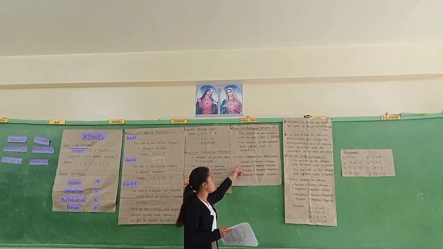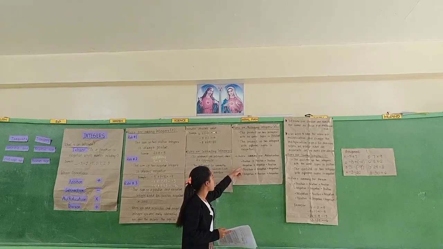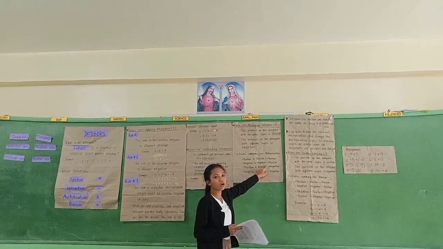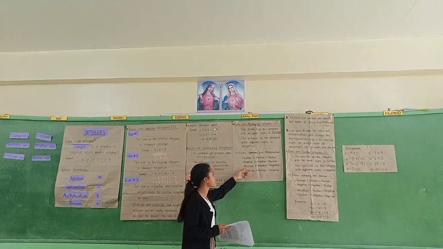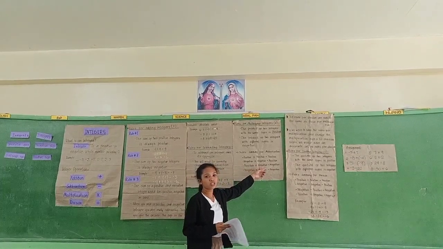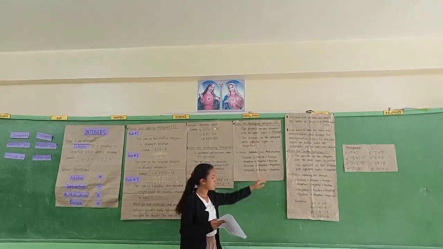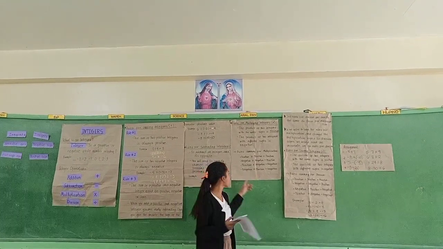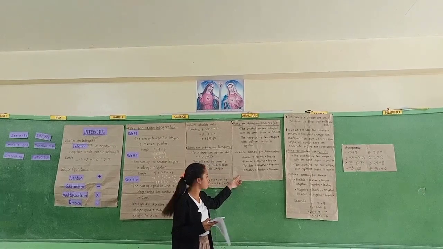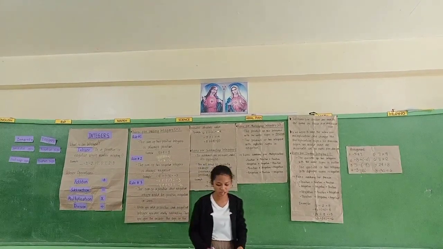Positive times positive is equal to positive. Negative times negative is equal to positive. Positive times negative is equal to negative. And negative times positive is equal to negative. Since I forgot to write some examples here, I will just write them on the board.